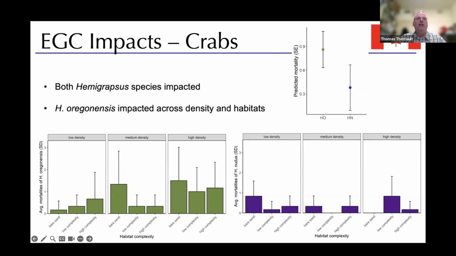And when we look across the density treatments and the habitat complexity treatments, really oregonensis was impacted in all of these. And so this may be one of the species that disappears early when green crab density reaches problematic levels. And in fact, we've witnessed this in Barkley Sound, where we're hard pressed to find Hemigrapsis in areas where green crab have been for 20 plus years.